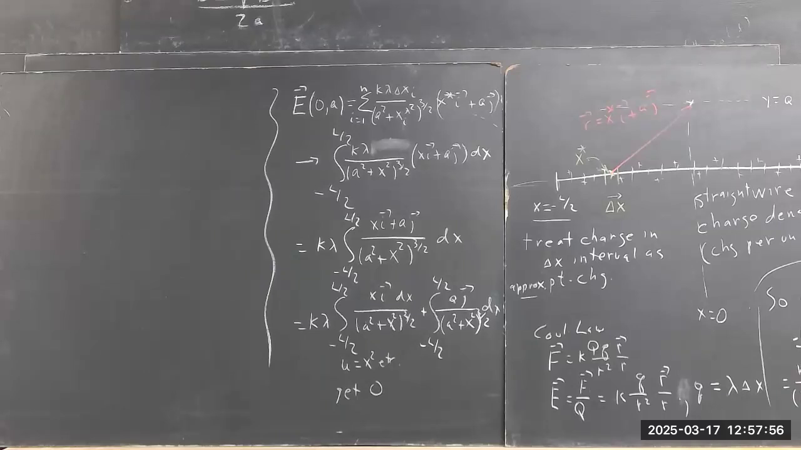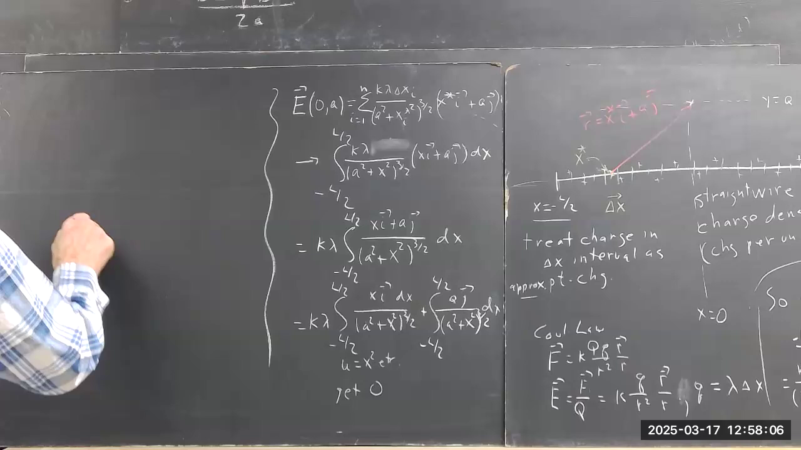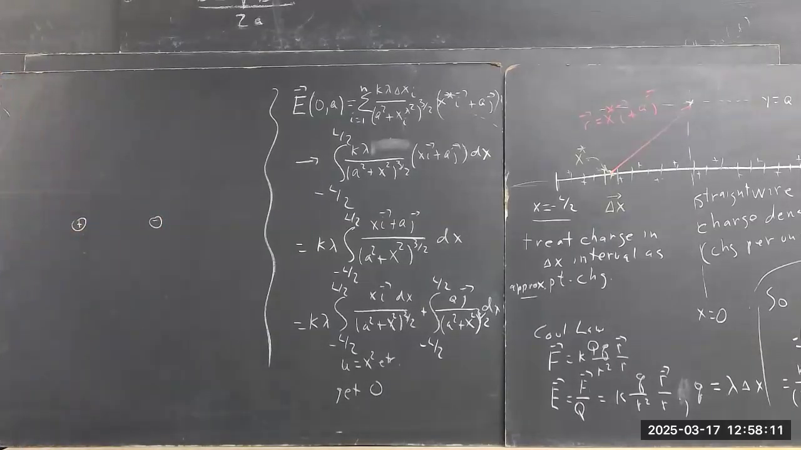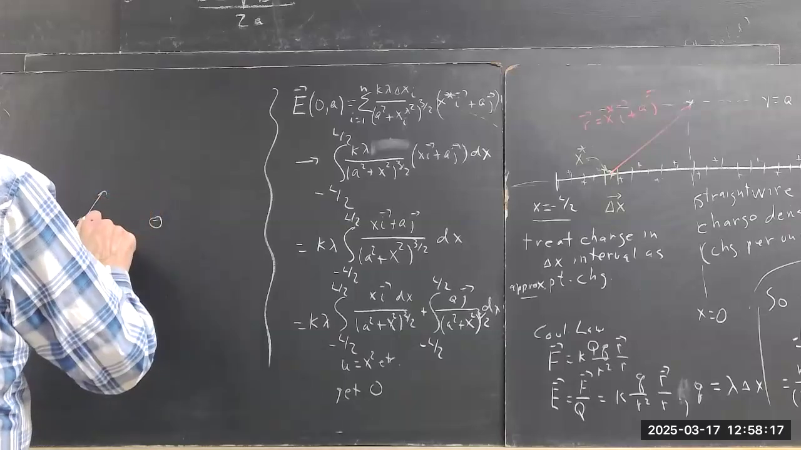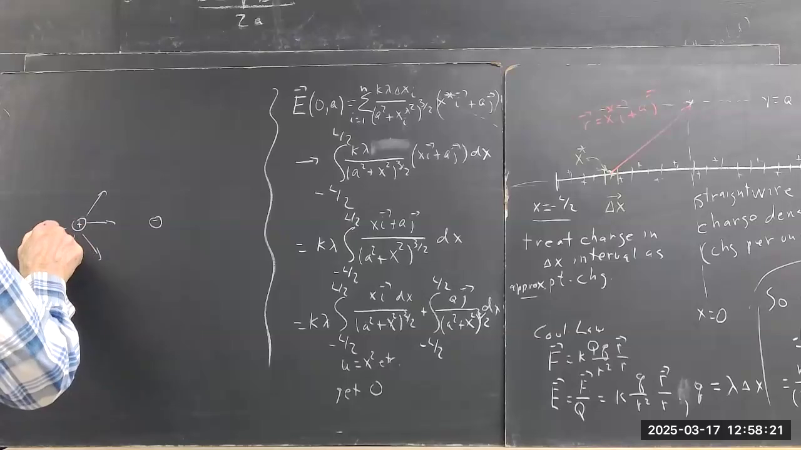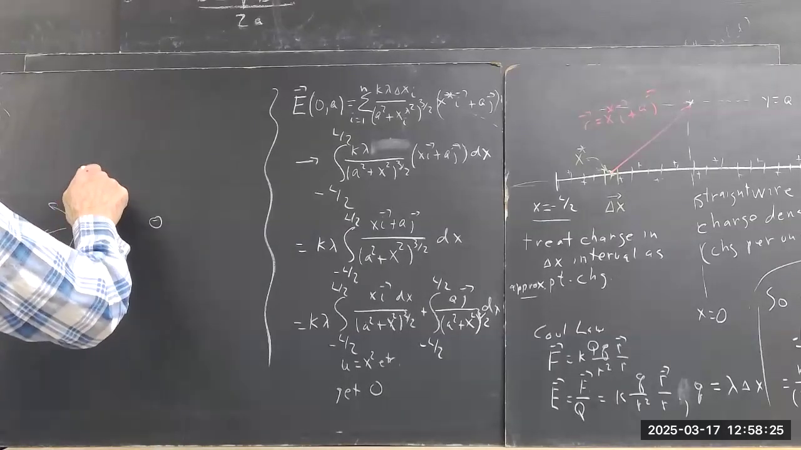I want to talk about field lines just a little bit. Let's just say I have a positive charge here and a negative charge here. Then the electric field for the positive charge, well, it's radial, it goes out like this. And of course, it falls off.